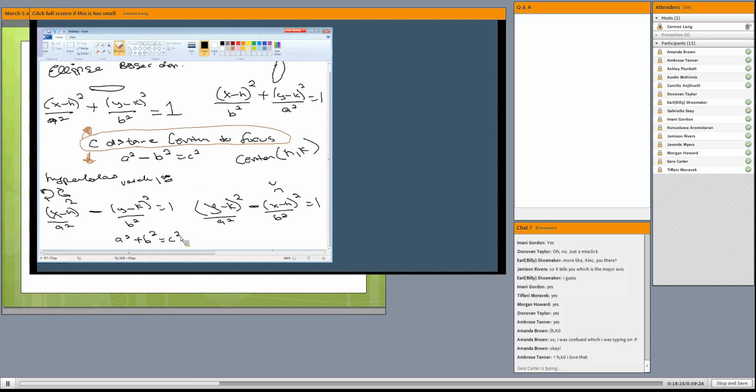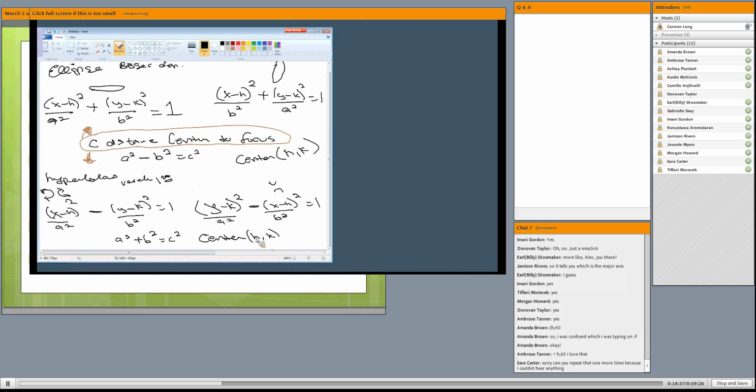And what's the center? Y'all don't have to type this because I know you know, it is HK, where your center is HK. So that's the basic bare bones, down and dirty on hyperbolas.